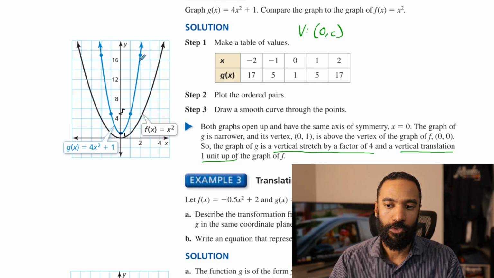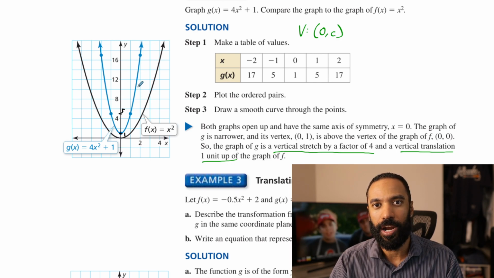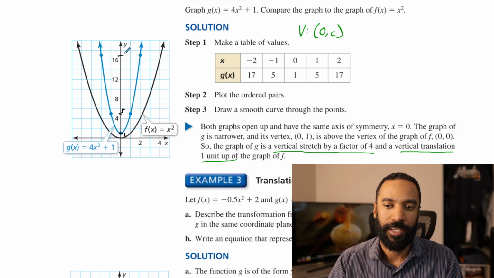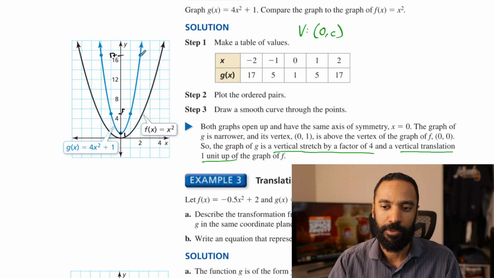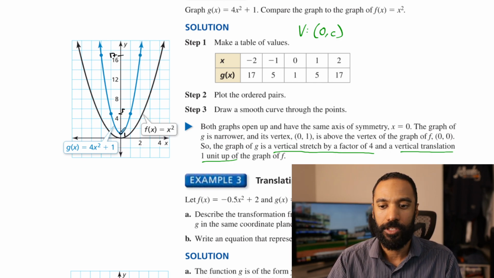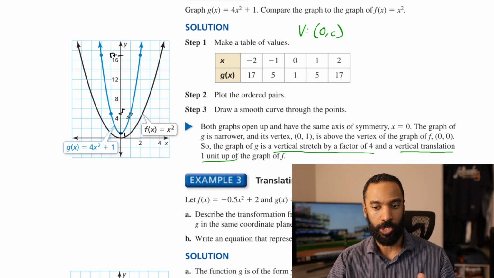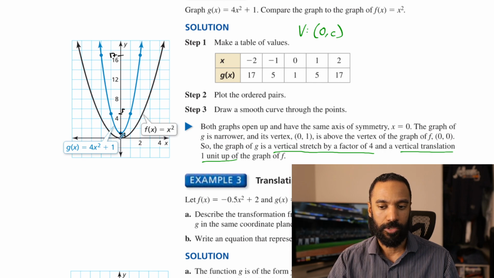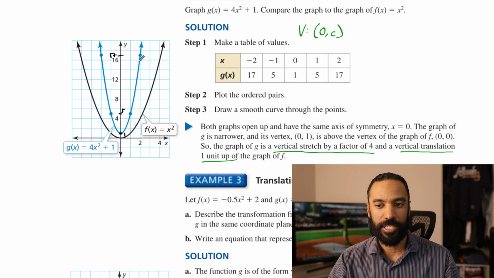When you go 2 over, instead of going 4 up times 4, I'm going 16 up from 1. 16 up from 1 is 17. Remember, everything is in relation to my vertex, and I hope I'm not losing you with that. The idea is that if it was at 0, 0, it would be 0, 0, 1, 4, 2, 16, etc.